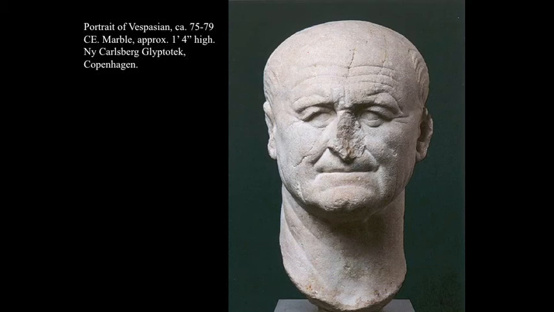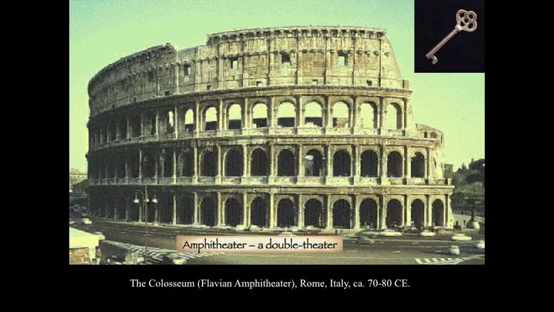So he decided to create a structure that would, to be quite honest, really distract the people from any other things that were going on, and hold a series of games, about 100 days' worth of games in this new building. So he decided to create something we know today as the Colosseum. Back in the day, it was simply called the Flavian Amphitheater. So here we're looking at a real masterpiece of engineering.